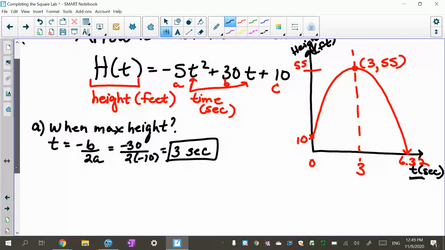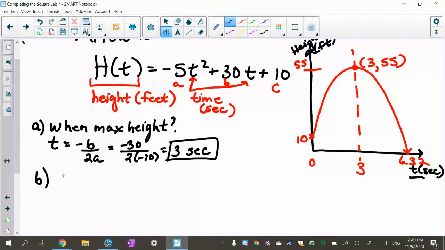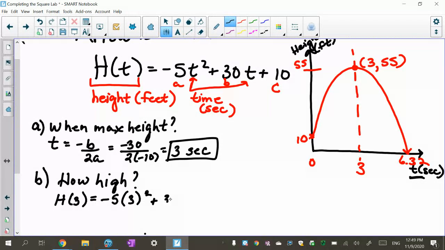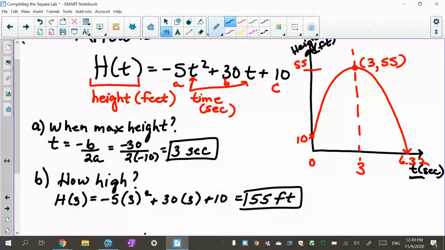What do I ask next? I always ask you, how high did it actually go? Or how low, but in this case, it's how high. The only way to find that right now is to plug the 3 seconds into my formula, because that's the time. When I plug that into my calculator, I get 55 feet, and I'm happy about that because, again, that's the point I found.